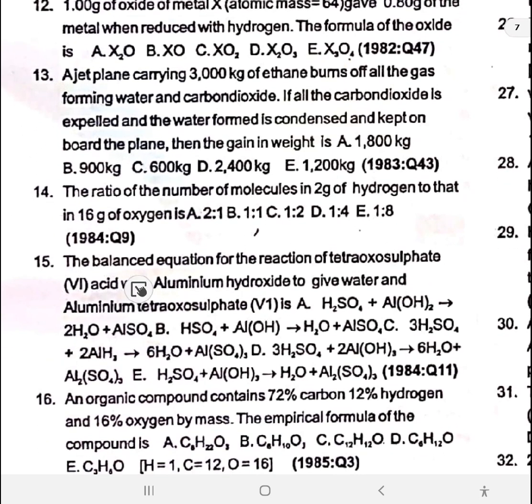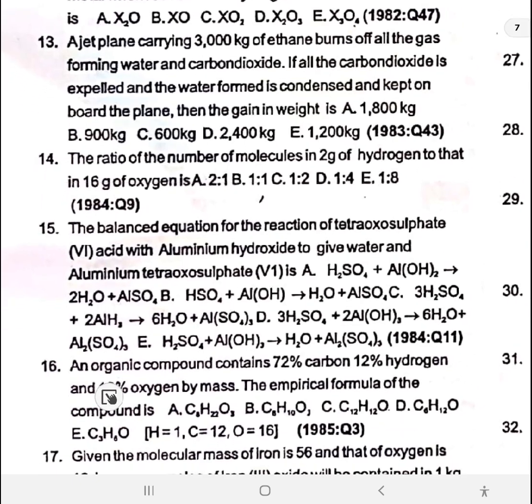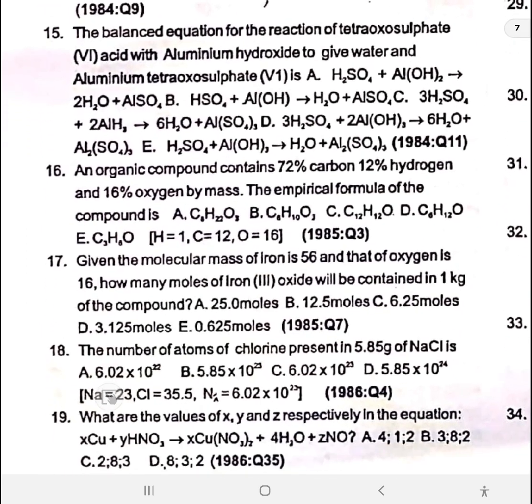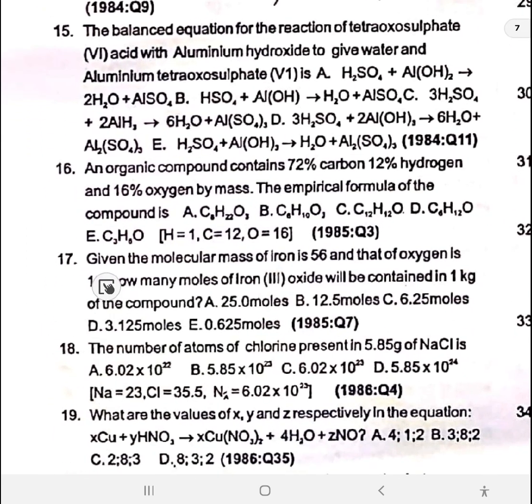15 has to do with balancing of chemical equation, but the right answer here, the balanced equation, is option D. 3H2O plus 2 hydrogen hydroxide would give you 6 molecules of water plus 1 molecule of aluminum sulfate. Option D. 16 has to do with calculation. Most questions on this chapter would have to do with calculation. We treat them separately in the calculation series. This also.